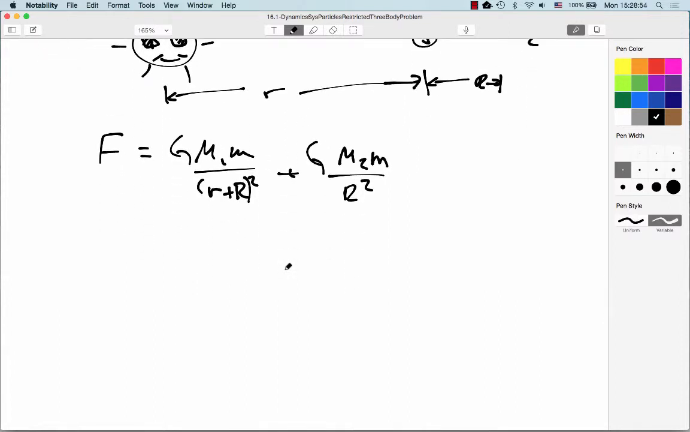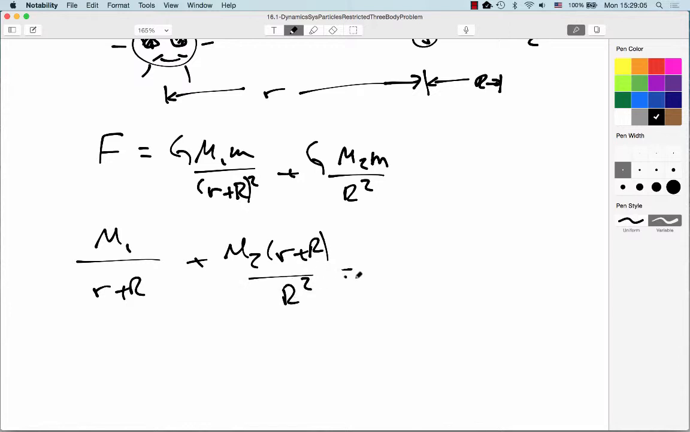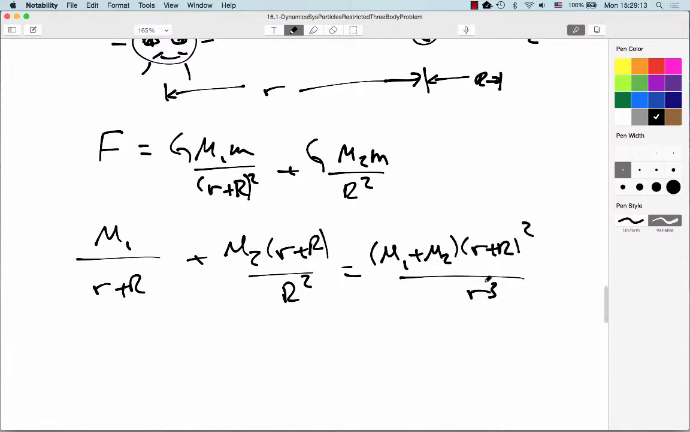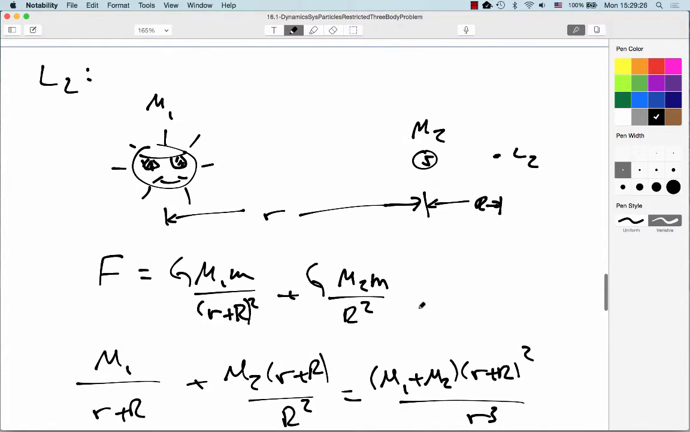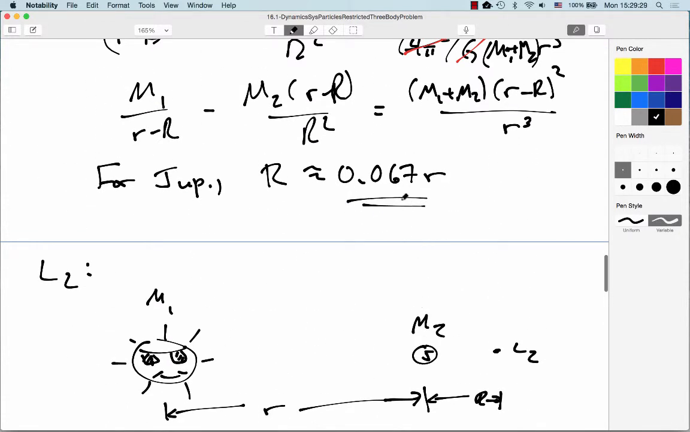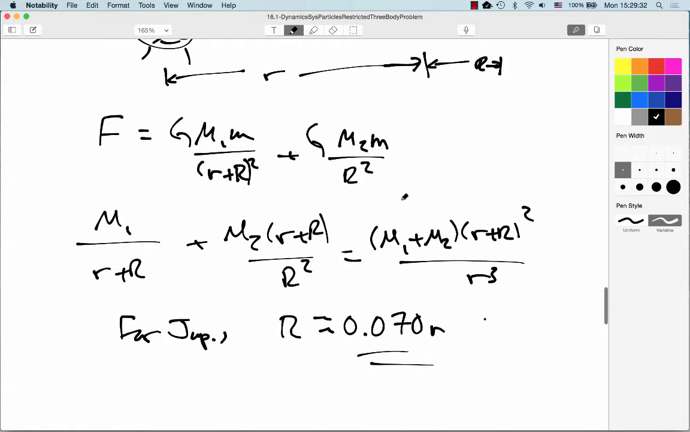I will save you the tedious algebra and get m1 over r plus R, plus m2 times r plus R over r squared, equals m1 plus m2 times r plus R squared over r cubed. And again, it's a quintic in big R. And for Jupiter, big R is approximately 0.070 little r. So a little further out than it is for L1.